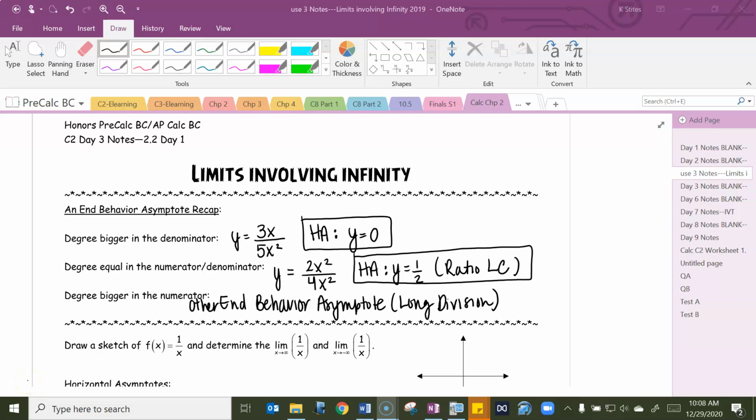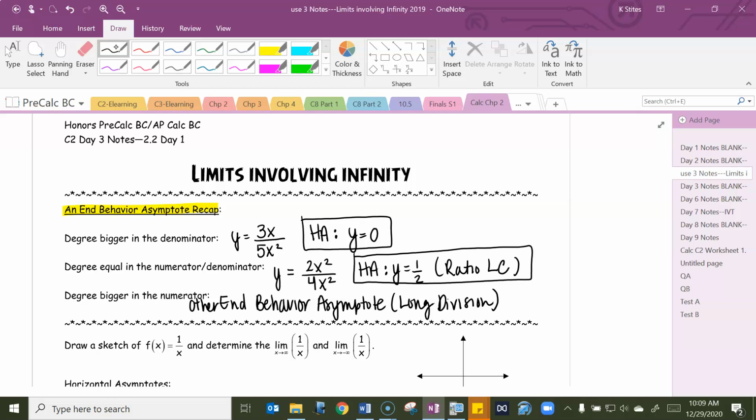Pre-Calc BC, today we are going to start talking about limits involving infinity. And before we begin, just a quick end behavior asymptote recap from what we did first semester. When we talked about end behavior asymptotes, there were three different situations, based on what degree was bigger where. If the degree was bigger in the denominator, for example, y equals 3x over 5x squared, we said there was a horizontal asymptote of y equals 0.